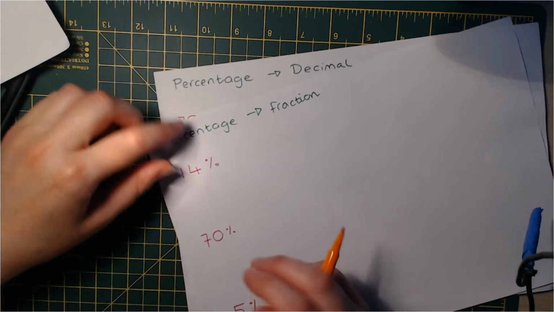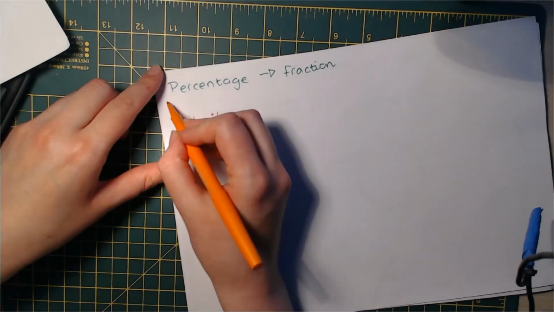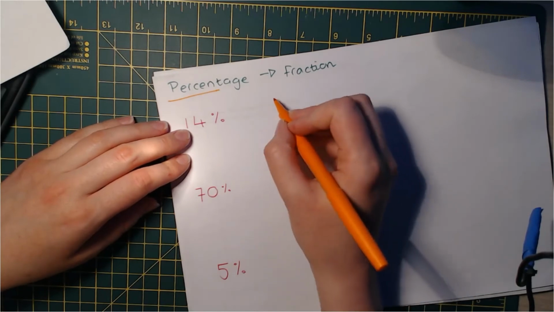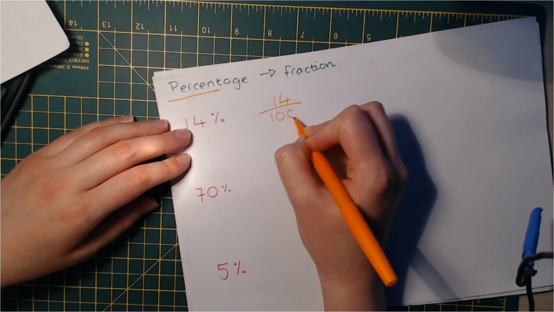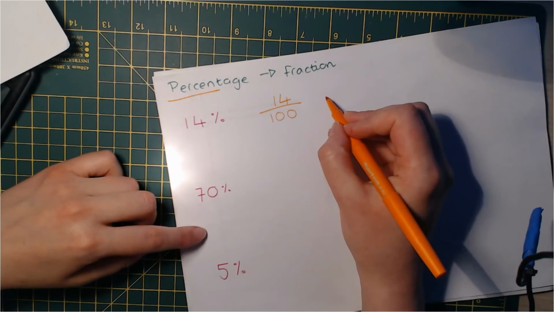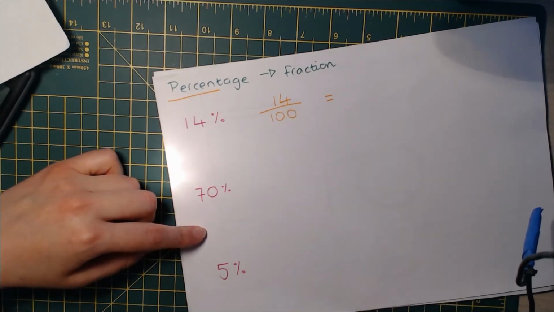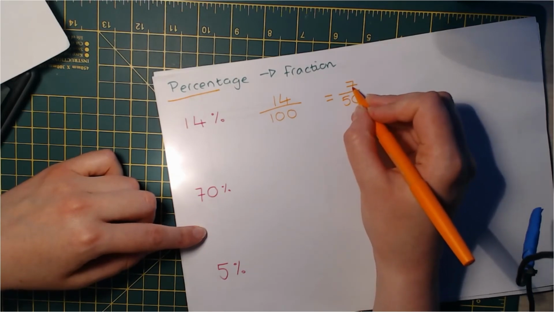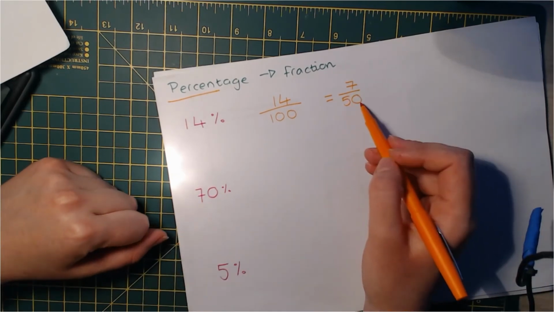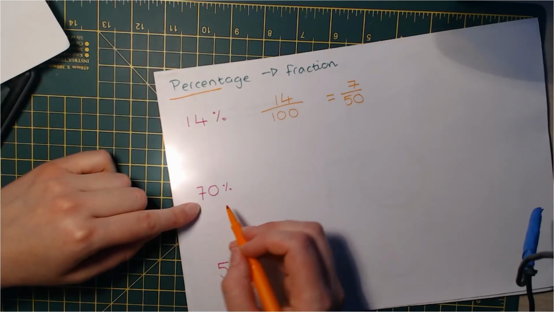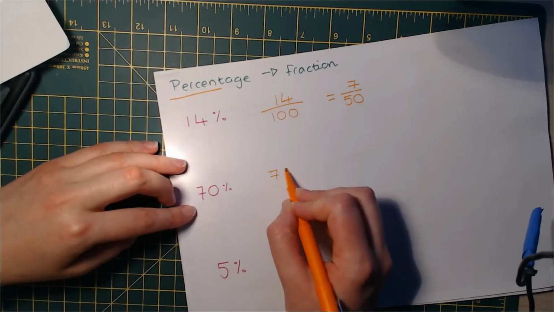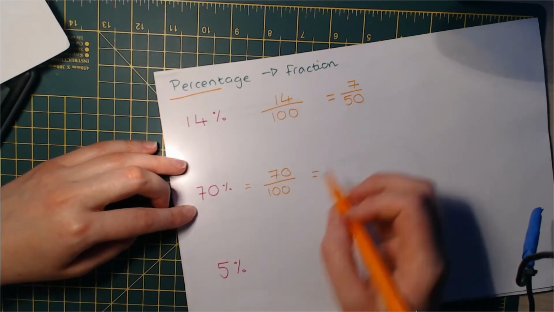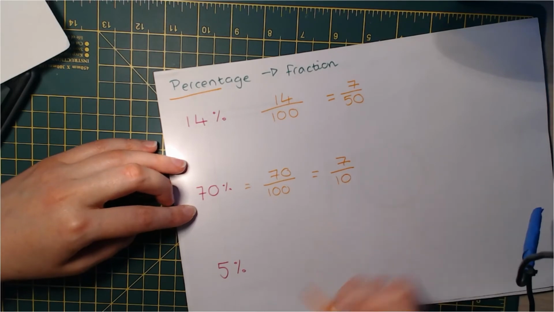So, 14%. Remind ourselves, percent means out of 100, per 100. So 14 out of 100. Done. Let's simplify it. They're both divisible by 2, so we get 7 out of 50. And 7 is a prime number, so that doesn't simplify any further because it's not a factor of 50. This one here, 70 out of 100. Both divisible by 10, so we get 7 over 10.